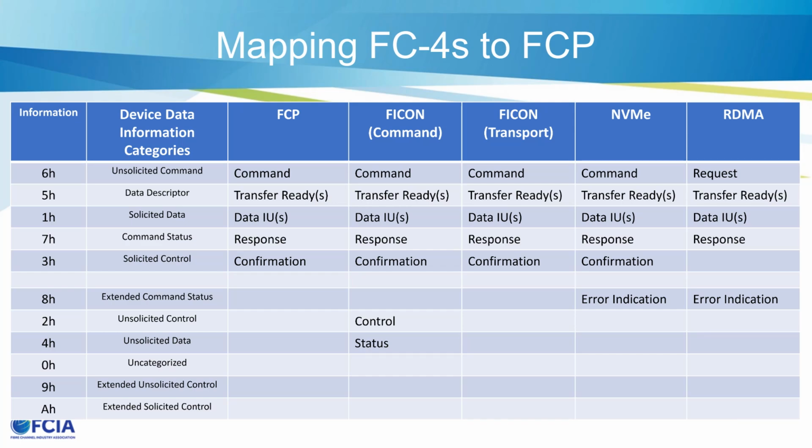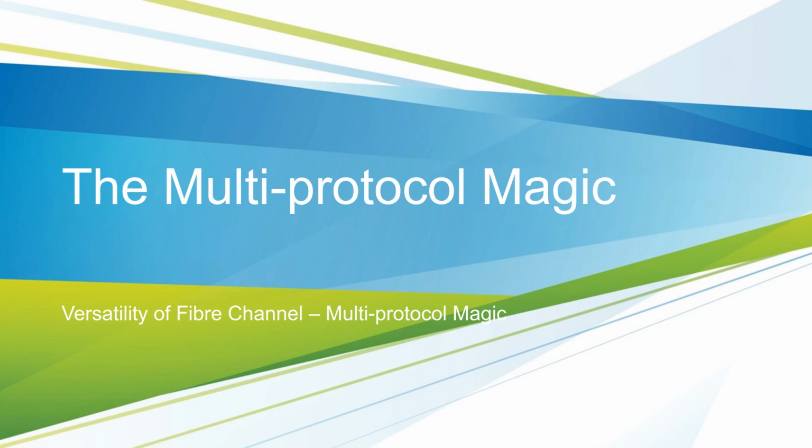And then NVMe and RDMA use the extended command status to deal with particular error type indications when communicating those back and forth. So those just are examples of some of the efficiencies that are leveraged by the upper layer protocols that are part of the standard Fibre Channel FC2 layer mechanisms. So now let's take a look at each one of these individually, and we can see how they map and are utilized by the data transfer engines.